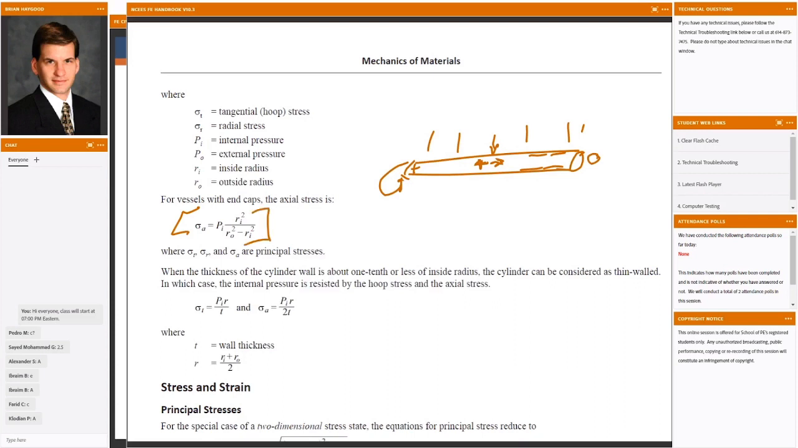This is the axial stress in any vessel, pipe, whatever, that has a pressure inside that's greater than the pressure outside. Similarly, we could put in a PI minus PO for that one as well. So their presentation of this equation is a little bit limiting. It sounds like you can only use it in a very specific case. You can use it in a lot of cases.